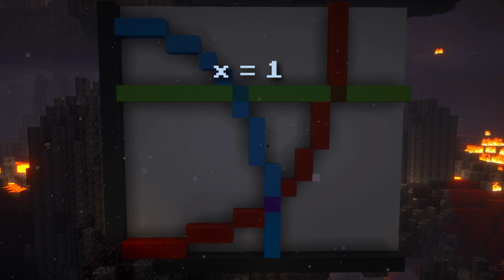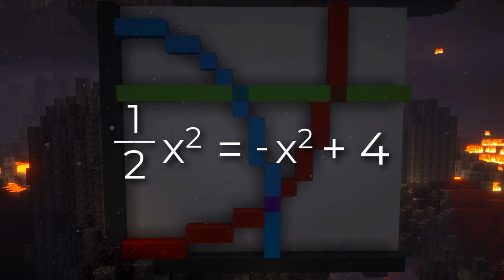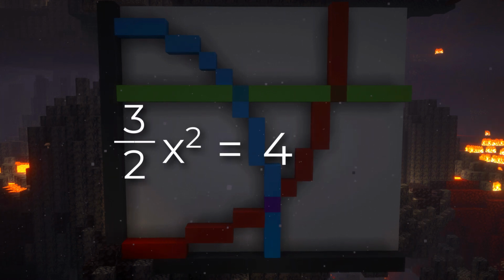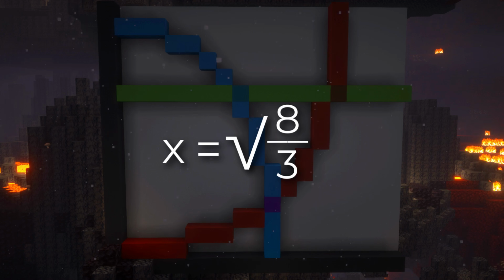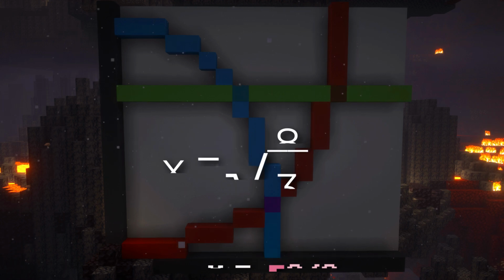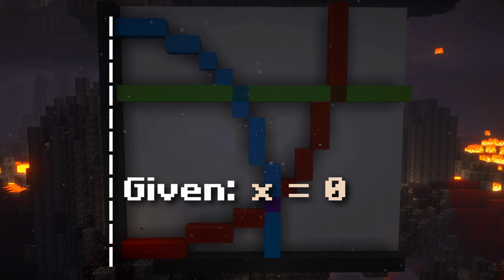Our rightmost bound is when the negative x squared plus 4 graph hits the 1/2 x squared graph. So we make them equal to each other and then solve. For this one, we just combine like terms and then we multiply 2 over 3 on each side to make it 8 over 3 equals x squared. Then we take the square root on both sides and we get square root of 8 over 3 equals x. There's no need to simplify this since we're going to put it into a calculator. Now for the leftmost bound, that's just given by the problem that it's x equals 0.